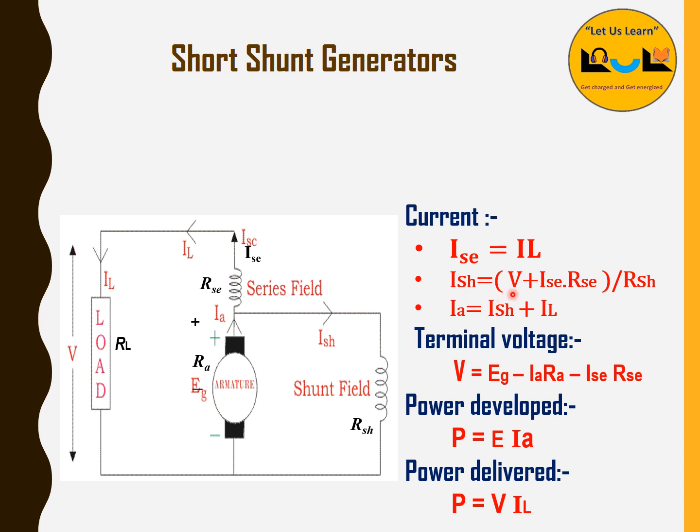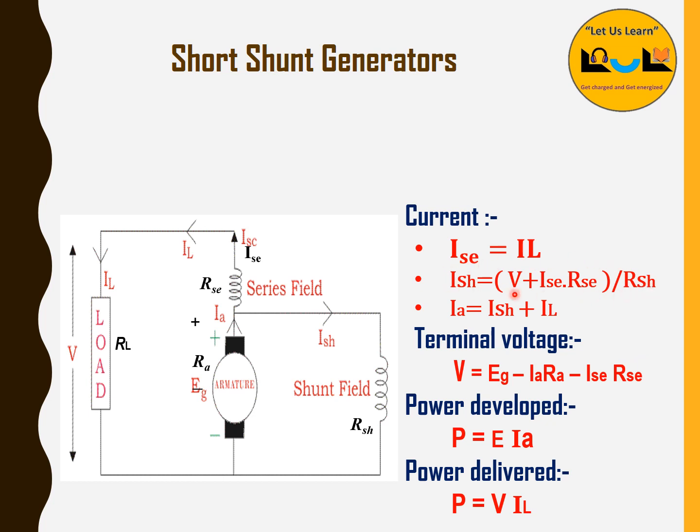ISH is equal to V plus ISE into RSE divided by RSH, and Ia is equal to ISH plus ISE, because Ia is the input current while coming to this junction, and ISH and ISE are the outgoing currents. This we will discuss in an upcoming video.